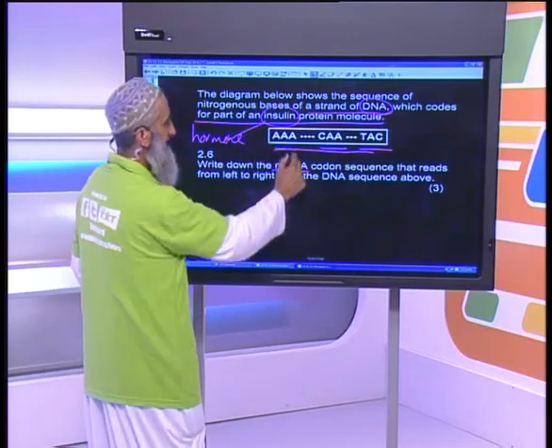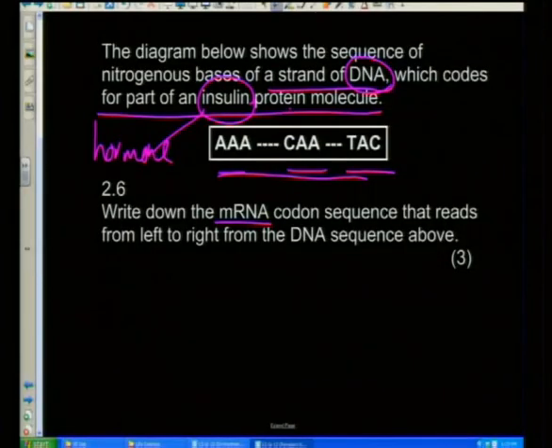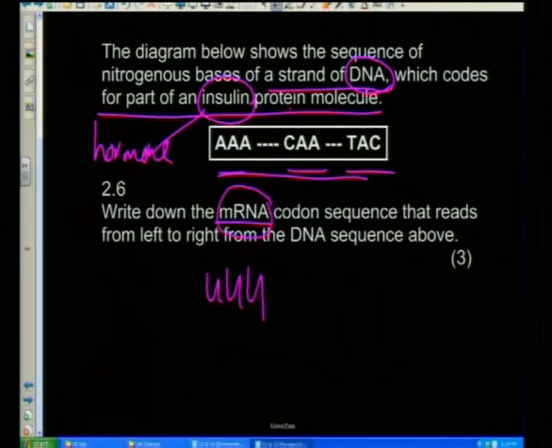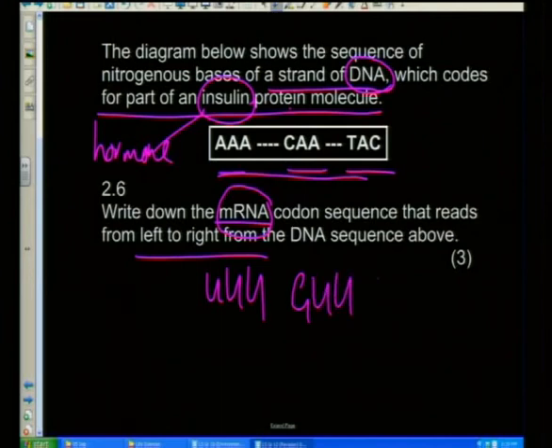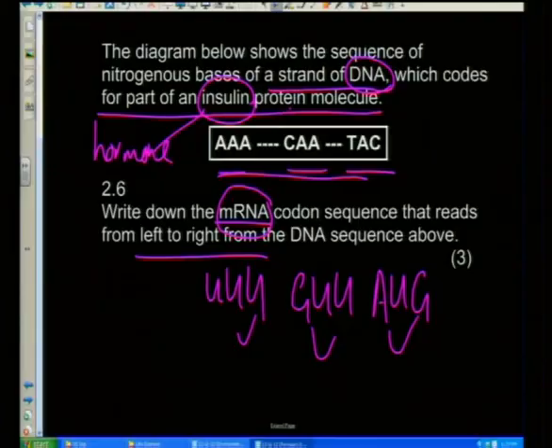If that's AAA, now here, it should have been TTT, but because it's messenger RNA, that will be UUU. Left to right, you've got to write it in this order. UUU, C would be G, A would be U, and T doesn't become U. The opposite of T in this case is A. The opposite of A is U, and G. So you write it in this way, UUU, GUU, AUG, AUG, and you get your 3 marks that way.